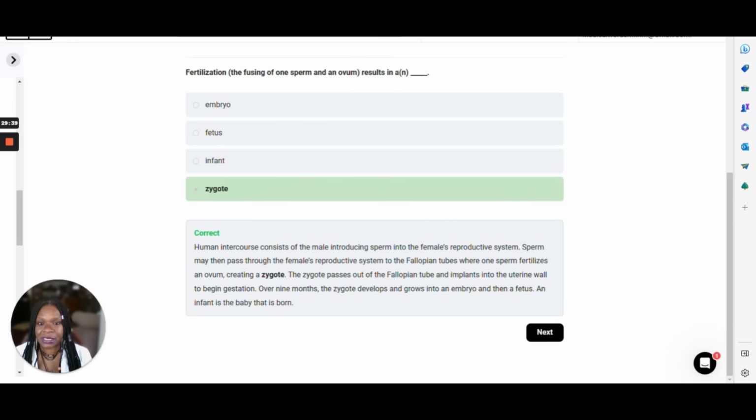Human intercourse consists of the male introducing sperm into the female's reproductive system. Sperm may then pass through the female's reproductive system to the fallopian tubes, where one sperm fertilizes an ovum, which is the proper term for the female egg, and it creates a zygote. The zygote then passes out of the fallopian tube and implants into the uterine wall and begins the gestational period. Over 9 months, that zygote develops and grows into an embryo and then into a fetus. At about 13 weeks, we begin to call it a fetus. It's no longer in the embryonic stage. After that, that fetus is then considered an infant when the baby is born.